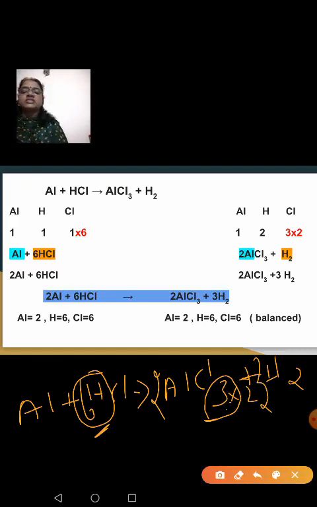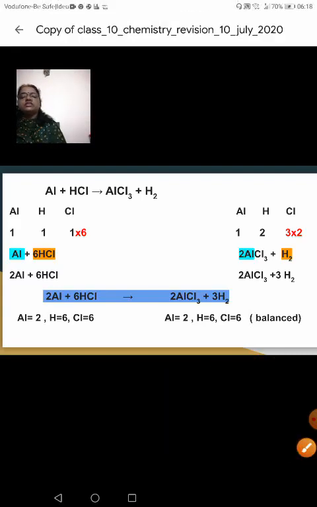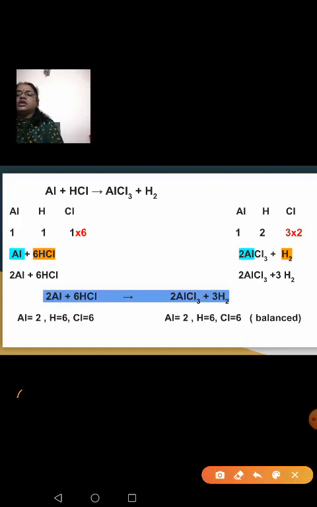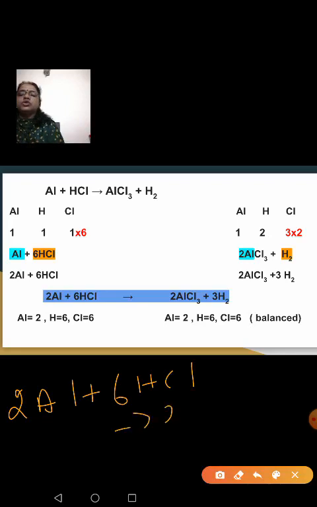Now, the number of hydrogen atoms and chlorine atoms have become equal. But my aluminium atom is again unbalanced. So, I will have to put a 2 here so that the equation becomes balanced. So, the balanced form of this equation is 2Al plus 6HCl gives 2AlCl3 plus 3H2.